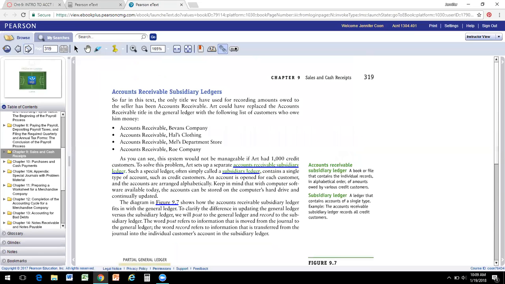Let's see what else they got in this chapter. So we have, like I said, these sub-ledgers. So we're going to have a T account just for this company, and a T account just for House Clothing, and a T account just for Mel's Department Store, or what they also call a sub-ledger or a subsidiary ledger. And so we can keep up with exactly how much each of these people have paid us and charged on their account. And then, like I said, the sum of all of the sub-ledgers should match what's in our accounts receivable.